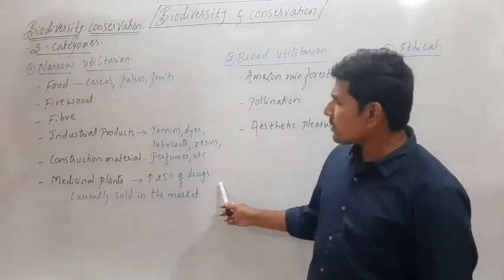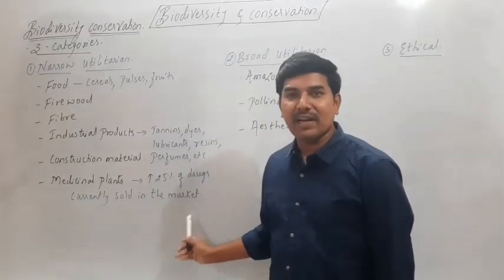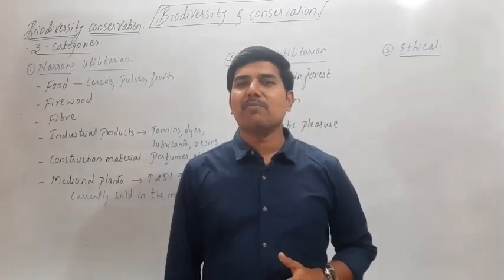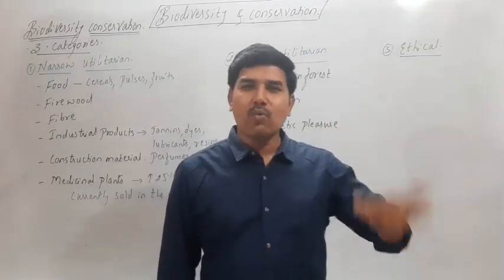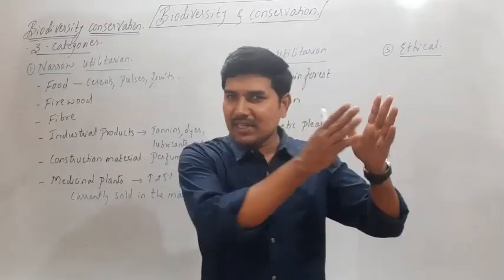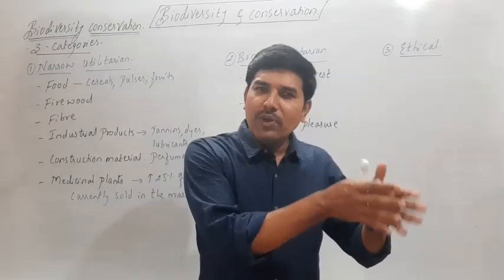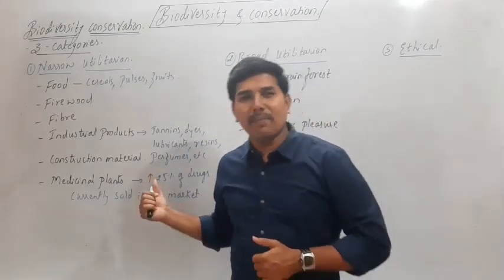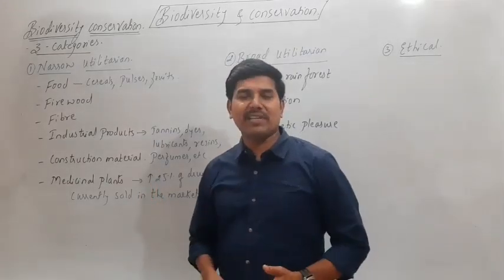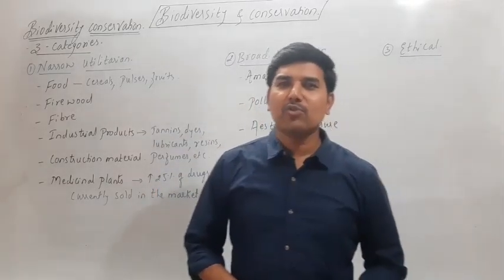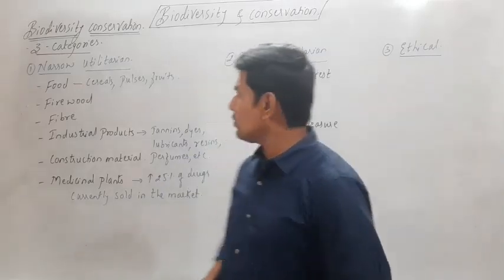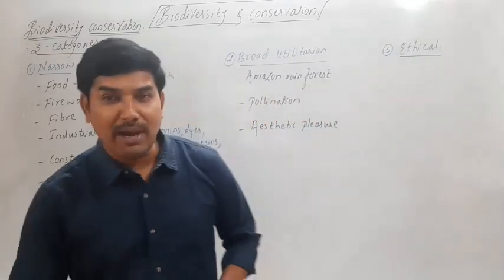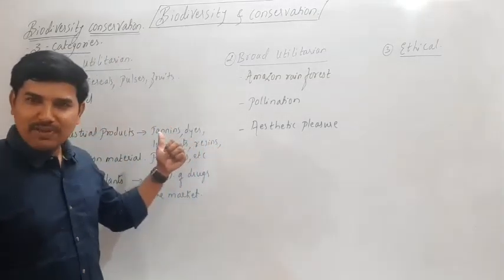So almost 25% of the drugs currently sold in the market are obtained from the natural medicinal plants which are grown in the wild. That means they are present in the nature. Now what do we do? We take them, we cultivate them for the production of these medicines, and by these medicines we are going to cure a lot of human diseases also. So this is regarding the part of narrow utilitarian reasons for conservation of biodiversity, for preservation of these species.